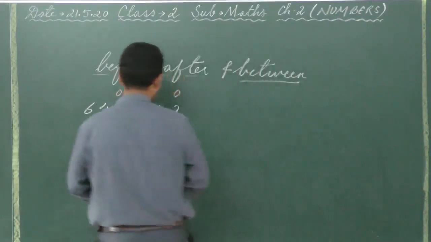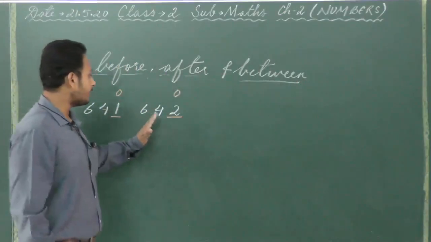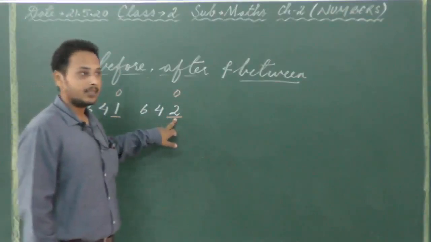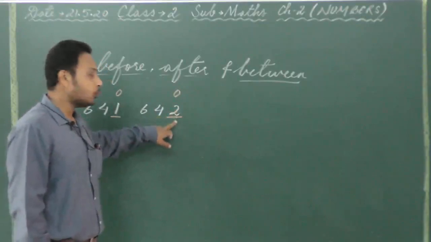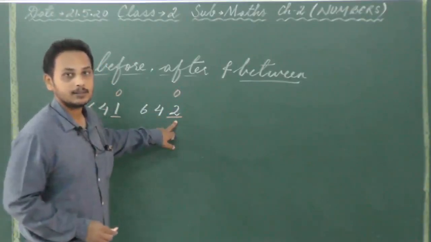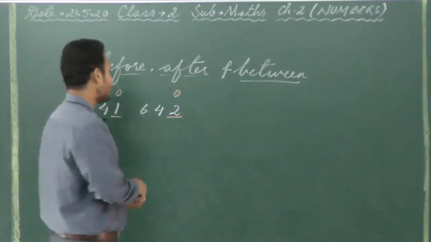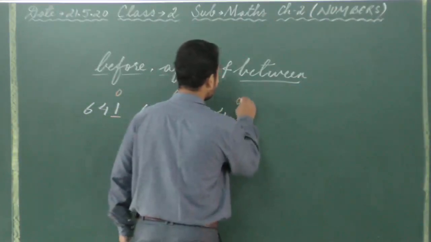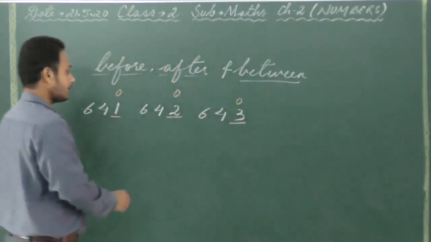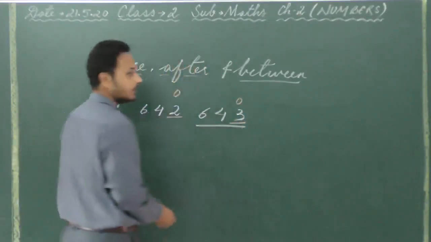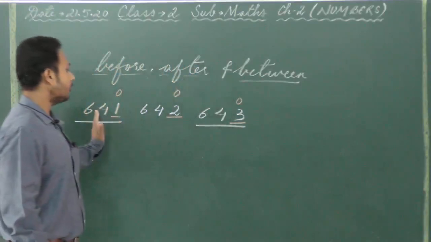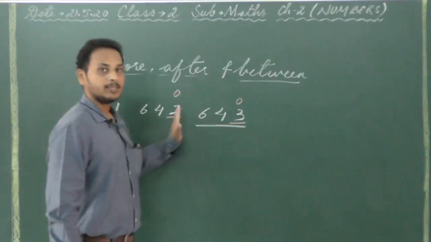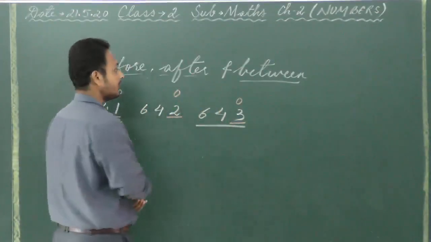Now in the same way, if I tell you what comes after 642, once again you'll change the number that is in the ones place. Now we have 2 over here. After 2, which number comes? Yes, you're correct, 3. So when you change this, it becomes 643. Again we have changed the number in the ones place. So this is how we do it. Before 642, 641. After 642, 643. And the next topic is between. This is the last topic.